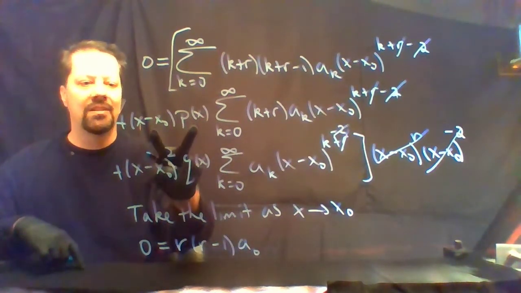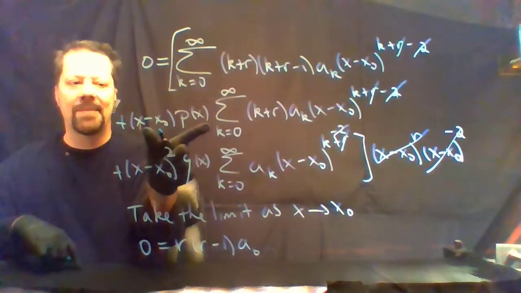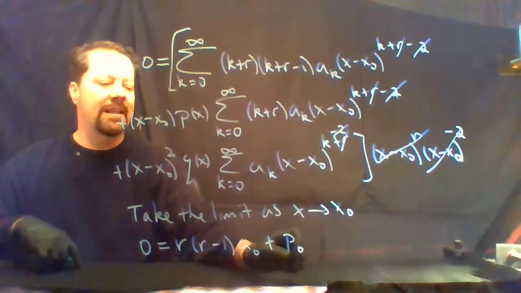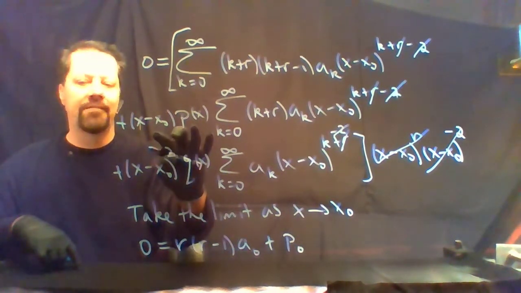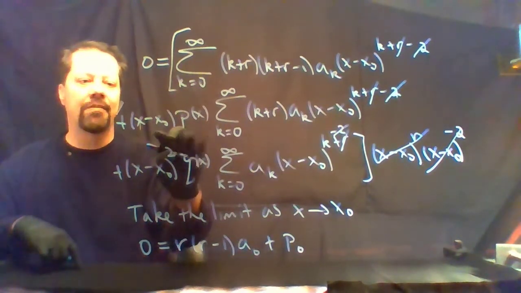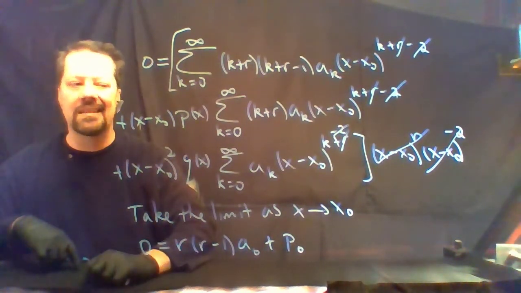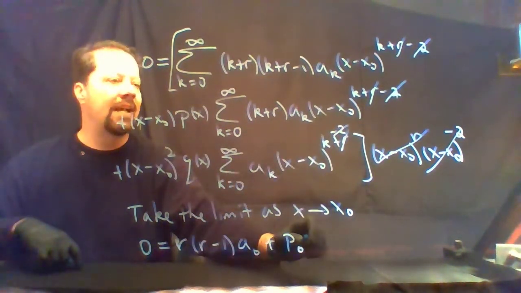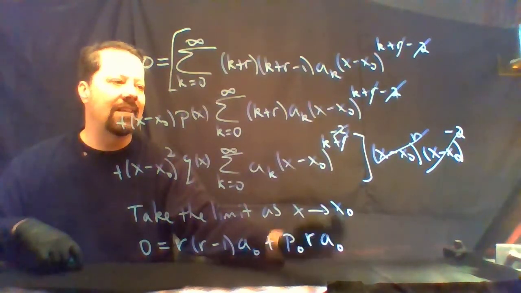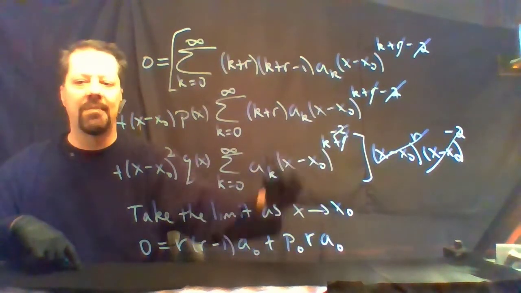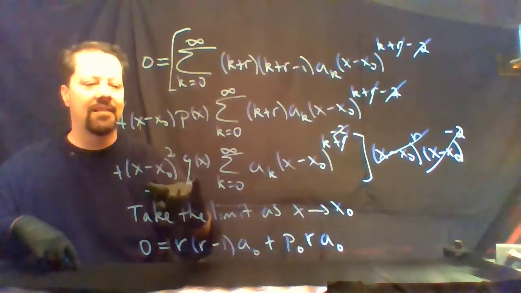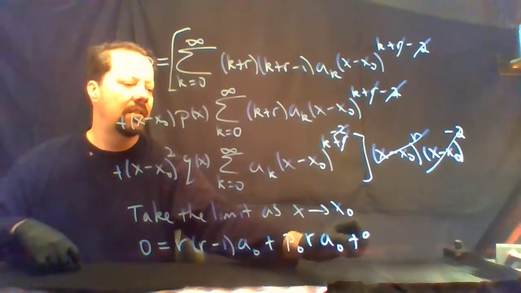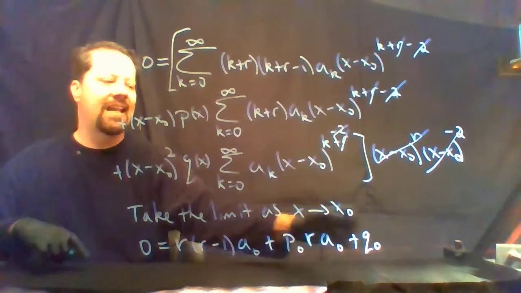On the next line, we've seen that this factor, x minus x naught p of x, in the limit tends to the number p naught, which patches the hole from the removable singularity that you have left over after multiplying by the factor x minus x naught. But you also have this other factor, k equals 0 here, and that gives you r times a naught. All the other terms have limits equal to 0. And then, on the last line, you'll have q naught times a naught.